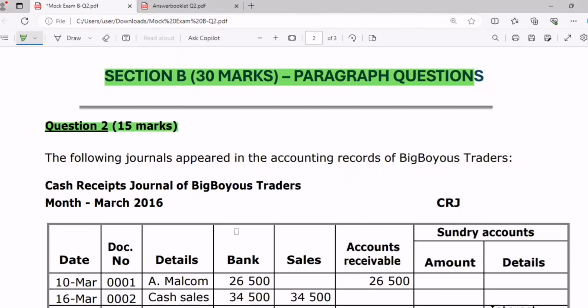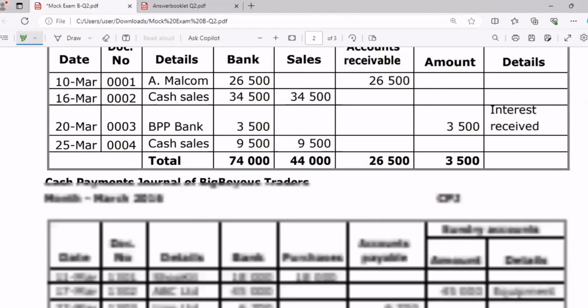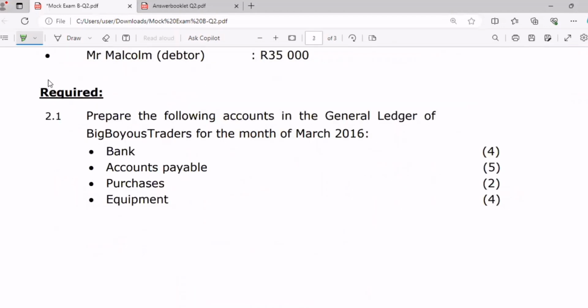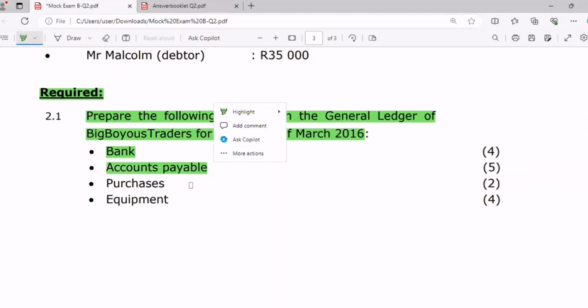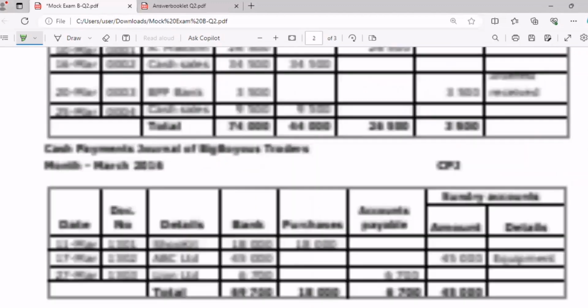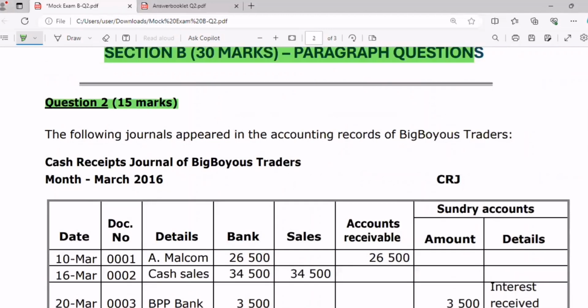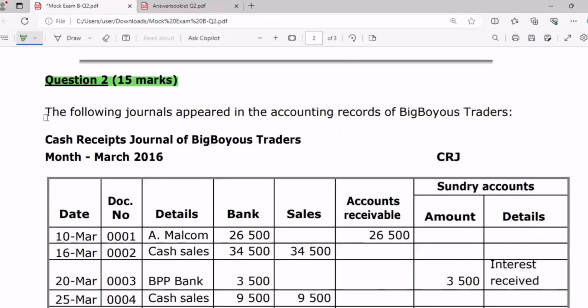Before we get into the details of the question, let us first read the required section. We are required to prepare the following accounts in the general ledger of Big Boyas Traders for the month of March 2016. They want us to prepare the bank account, payables, purchases account, and equipment account. These are the 3 accounts that we're going to be preparing in this question. Now let us read the information that is provided.